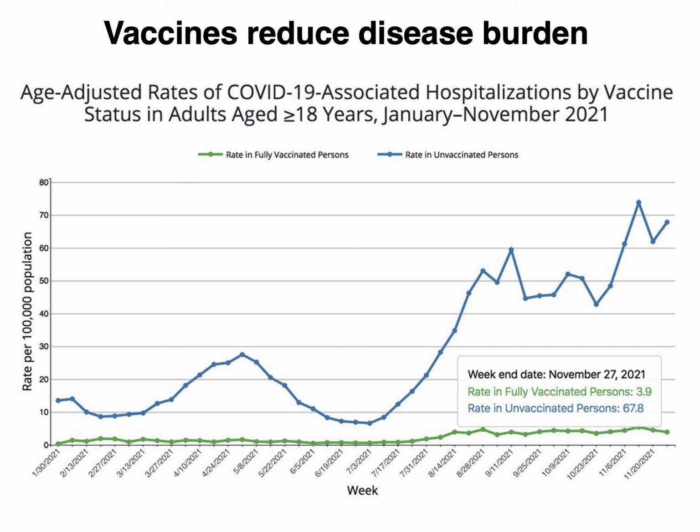Vaccines can reduce disease burden. This is an example very early on of analysis of the COVID-19 vaccine, one of many studies that demonstrated a rapid decrease in hospitalization rates for those that had received the vaccine. This was true across all age groups.